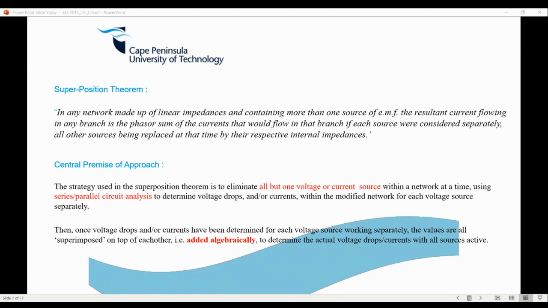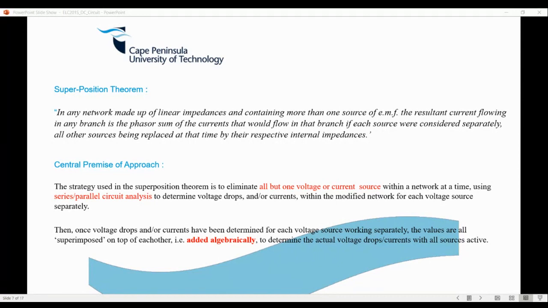So the central premise of this approach, the strategy used in superposition, is to eliminate all but one voltage or current source. What it means is that we have different voltage and different current sources. Let's say we have 3 sources, we remove 2, we work on 1. And then we go back and remove the other 2 and work on 1. So we're just breaking up the problem.